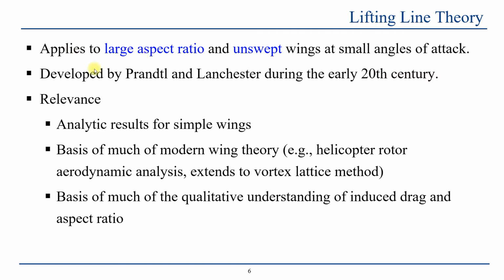This theory was developed by Prandtl and Lanchester during the early 20th century. And it's useful for analytic results for simple wings. So if you have simple wings that fit this criteria, you can use the lifting line theory for those wings. This is the basis of much of modern wing theory. For example, the helicopter rotor aerodynamic analysis, and this can be extended to the vortex lattice method that we will get to shortly. It is also the basis of much of the qualitative understanding of induced drag and aspect ratio.